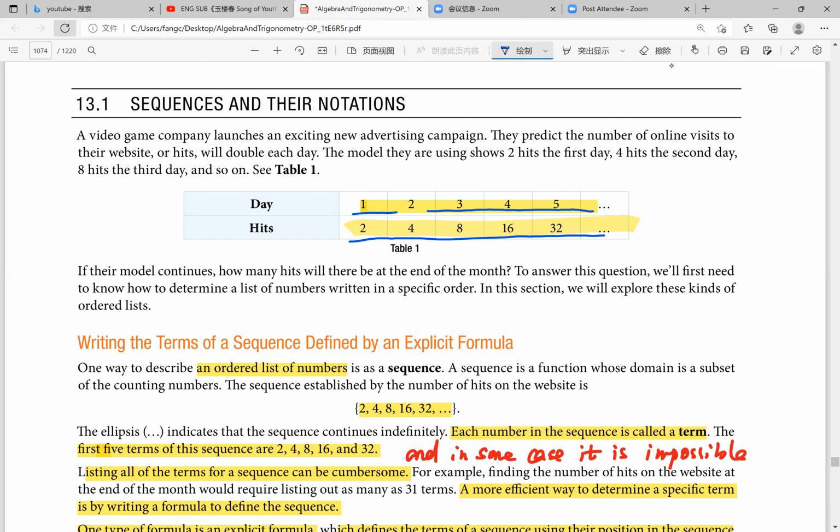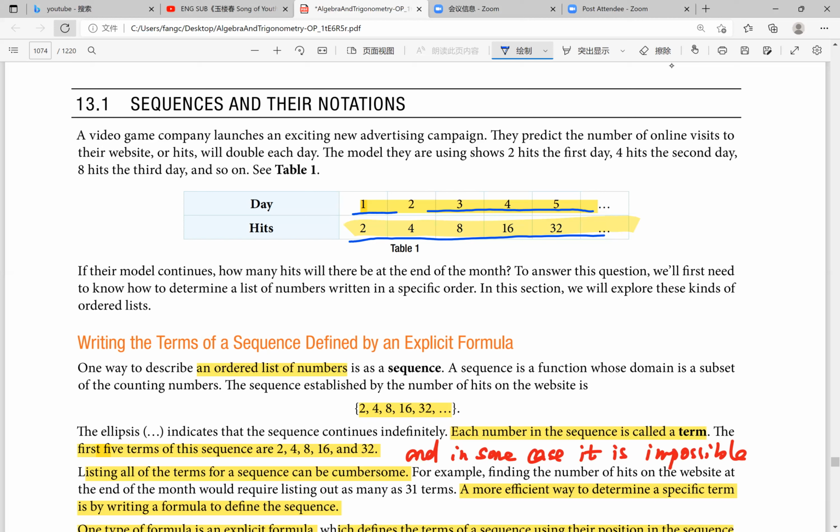So a sequence needs to have two prerequisites. The first one is that it is a list of numbers. It might be infinite. It also might be finite. Another prerequisite is that it is an ordered list of numbers.